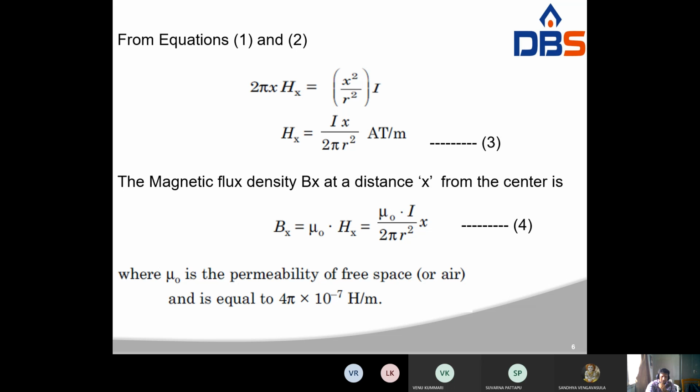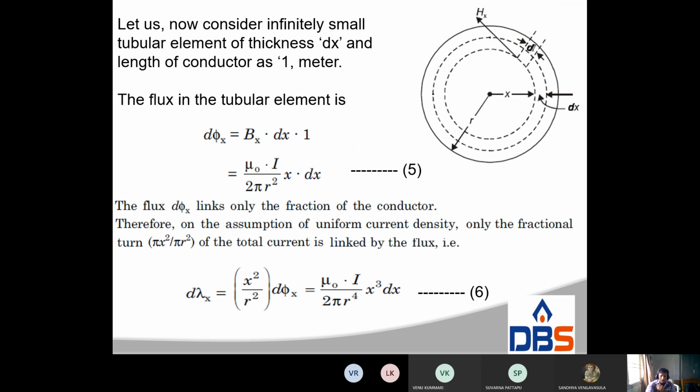Right? 4 into 10 power minus 7. So now let us consider an infinitesimal element to find out the change in flux. This is the small change in flux, d psi. I am taking d psi with a small distance dx. Let us consider the length of the conductor is 1 meter.